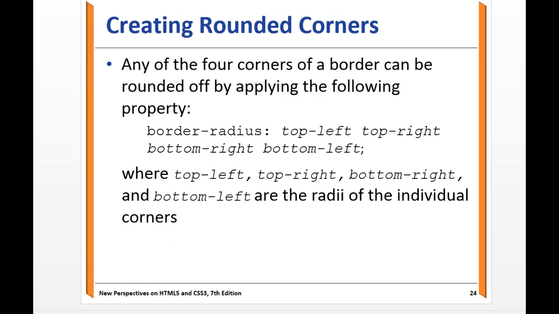Up to now, the default border has no rounded corners. But if we want to round off any of the corners of the border, we can use border-radius. So we use border-radius top-left, top-right, bottom-left, and then our borders will have rounded corners.